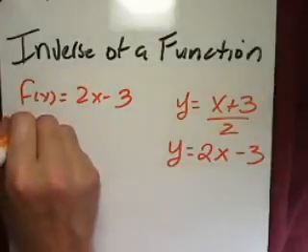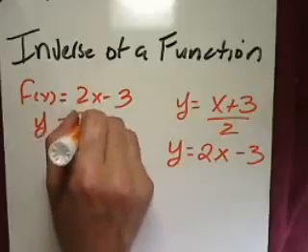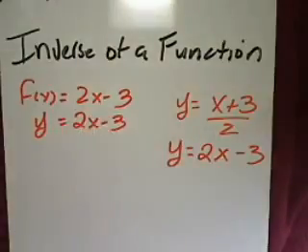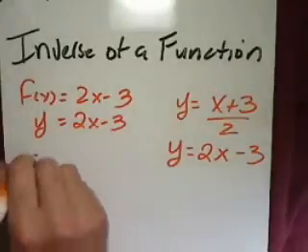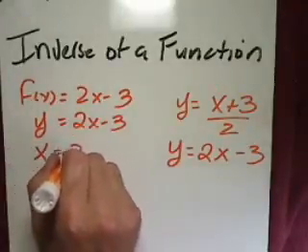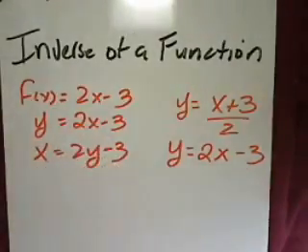Now, you're going to put a y in for that f(x). We talked about that before. Now you're going to switch the x and the y. Remember, we switched the numbers. Remember, we could flip it over the line y equals x. We switch. Now I have x is equal to 2y minus 3.